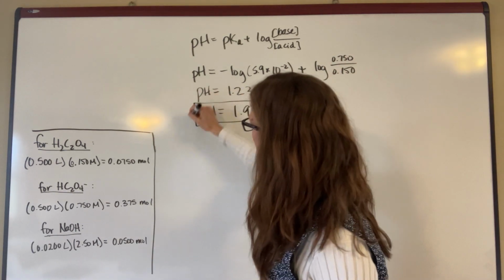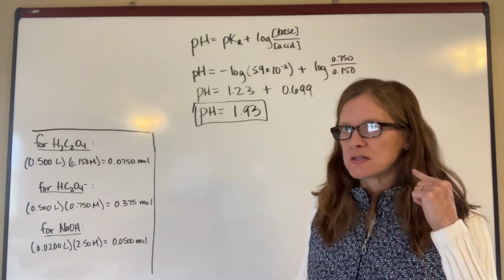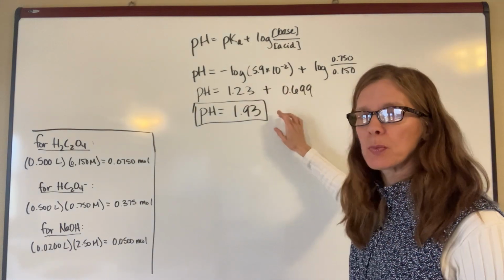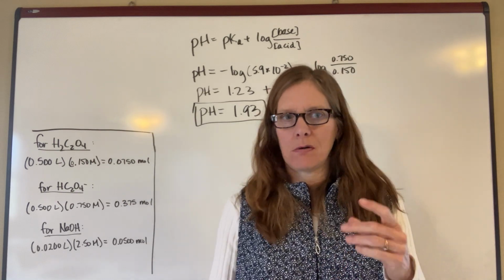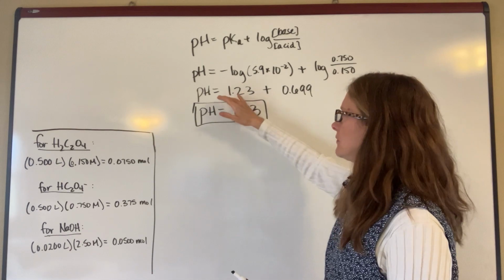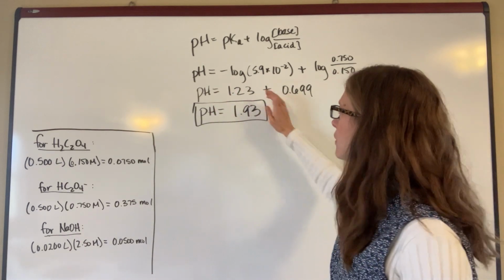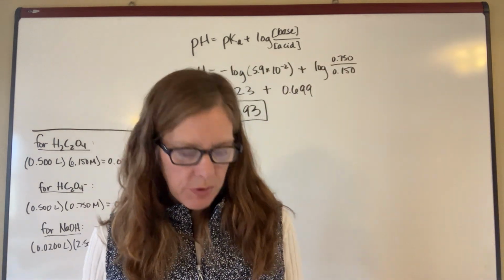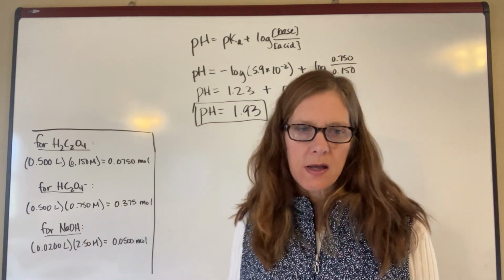So again, not to beat a dead horse, but it is something I want to make sure that you get stuck in your head. The pKa and the pH are relatively close to each other. Now, when I say relatively close, they're likely within a whole number of each other. It's not like I'm going to have a pKa of 1.2 and a pH up around 5 or 6. They're going to be relatively close together. Okay, so the initial pH of the buffer is going to be 1.93.